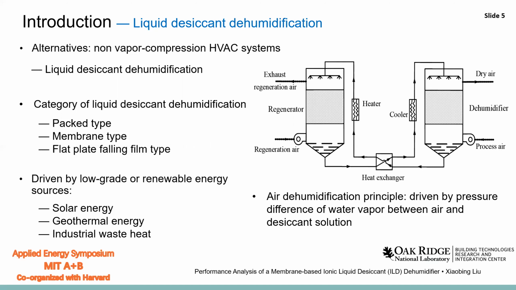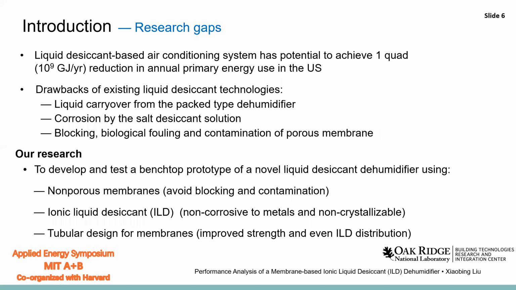The liquid desiccant dehumidifier can be divided into the packed type, membrane type, and the falling film type. The desiccant needs to be regenerated after it is used for dehumidifying the air. And the regeneration can be driven by low-grade renewable energy, such as solar energy, geothermal energy, and industrial waste heat. Actually, the liquid desiccant-based air conditioning system has the potential to reduce 1 quad of annual primary energy in the US.